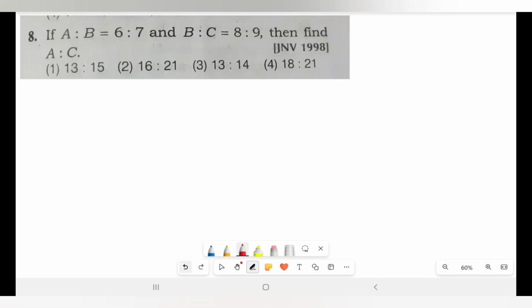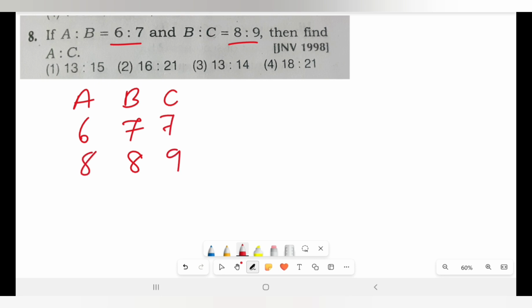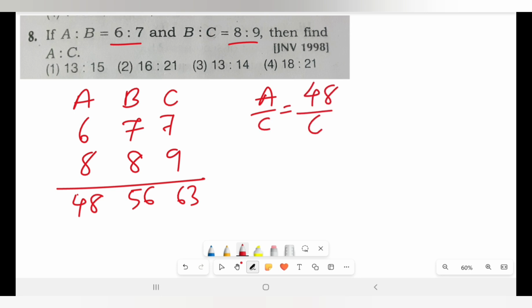Here in this question, A by B is equal to 6 by 7 and B by C is equal to 8 by 9. Then find value A by C. So let us use this shortcut, A by B by C. So A by B is 6 to 7 and B by C is 8 to 9. So here empty value, neighboring value is 7. Here empty value, neighboring value is 8. So let us multiply. Here 8 7s are 56 and here also 63. So here A by C is equal to 48 divided by 63.